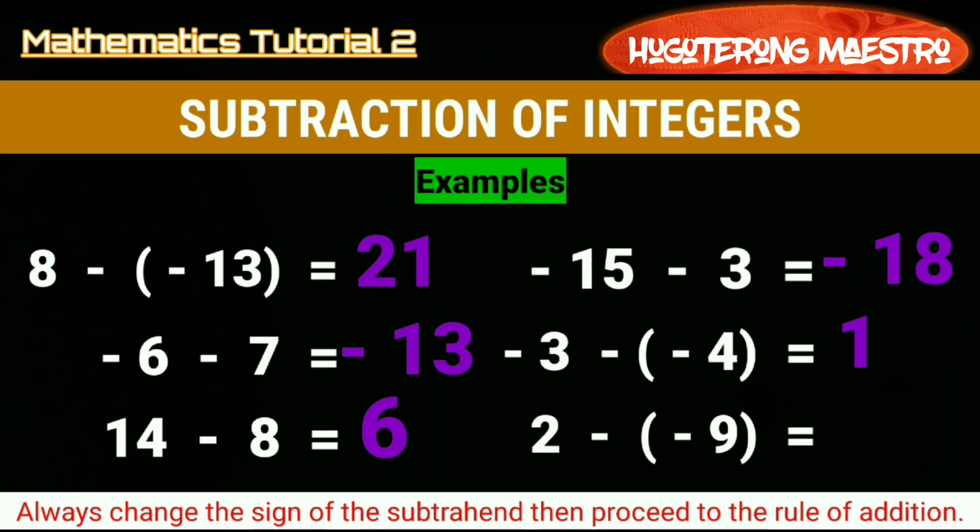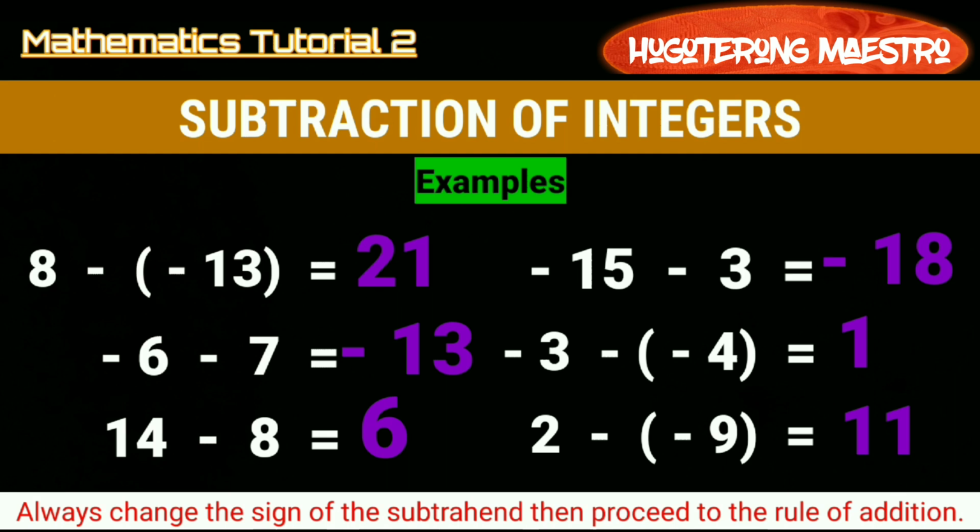And now, lastly, we have 2 minus negative 9. Tignan natin ngayon kung tama ba ang iyong sagot. 2 minus negative 9 is positive 11. Positive 11 dahil ang ating subtrahend na negative 9 ay magiging positive 9 yan. And we will proceed to addition. So 2 plus positive 9. So the answer is 11.